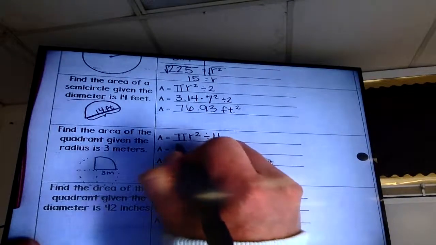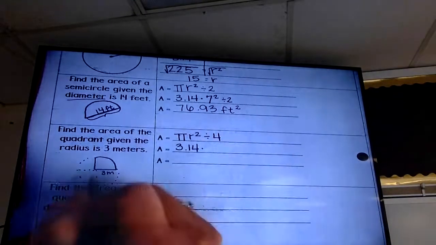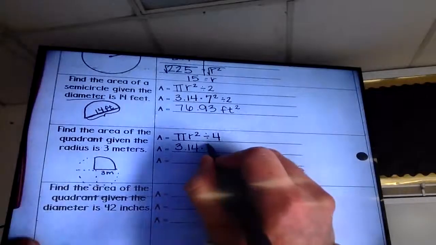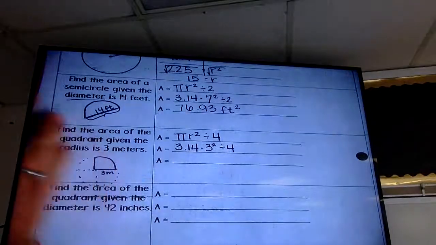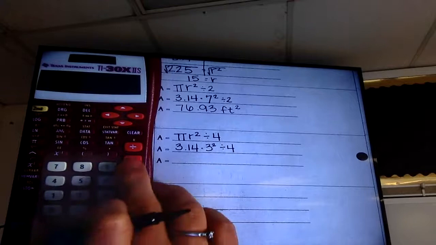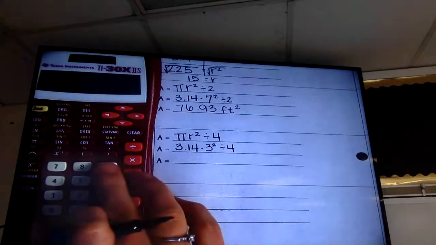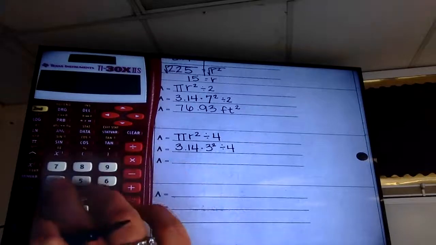So let's fill in what we know. I know pi is 3.14 times the radius, and that's been given to me, so I'm going to say 3 squared divided by 4. All right, let's plug it in. So I have 3.14 times 3 squared. I know that's 9, so I'm just going to put 9 divided by 4.